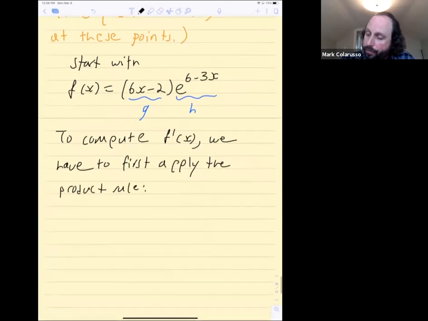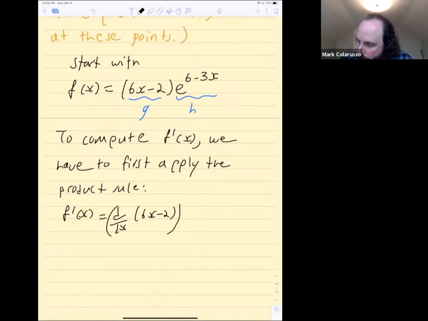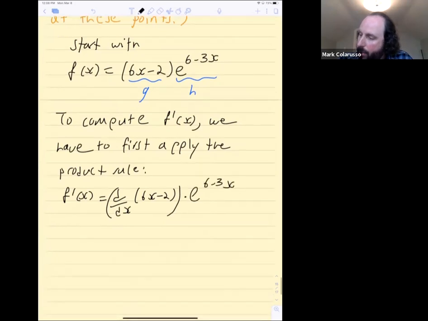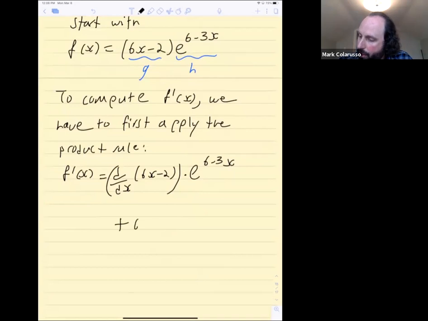So you get f prime at x is equal to the derivative of the first factor, so the derivative of 6x minus 2, right? Times the second factor, plus the first factor times the derivative of the second factor.